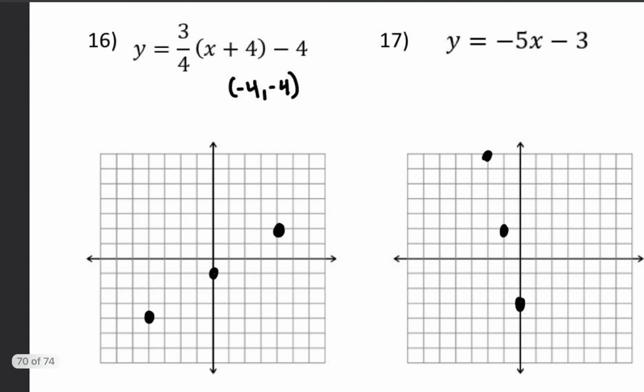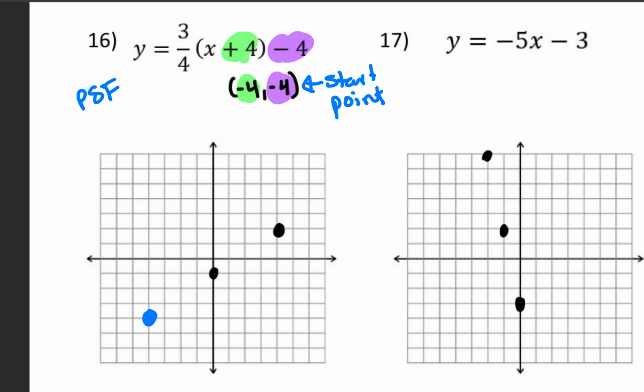This is point slope form, so that means this is our start point. And remember, our start point does the opposite of the inside x. That's why we have a negative 4, but the same as that outside negative 4. So when I plot this, I get negative 4, 4. And again, this is your start point. And then my slope is 3 over 4, so I go up 3, right 4. And I do that until I can't do that anymore.